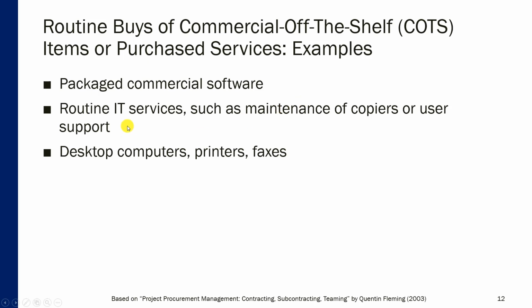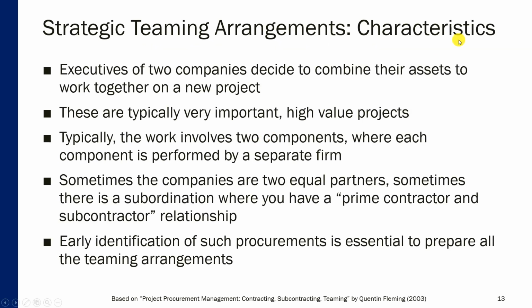It's not strategic. And also buying some commodity hardware components such as desktop computers, printers, faxes. Nowadays, they're not that different. They're all good enough when it comes to simple desktop use by a rank and file user. So this is the third category of generic procurement types. So now let's talk about some of the special categories.